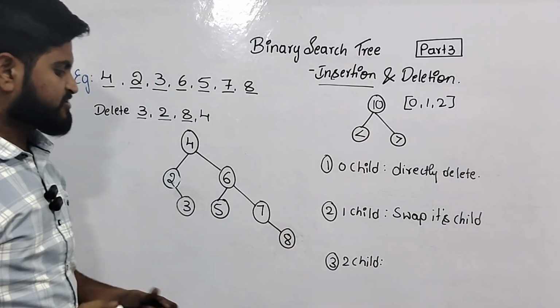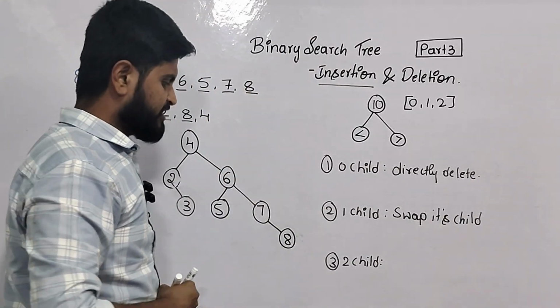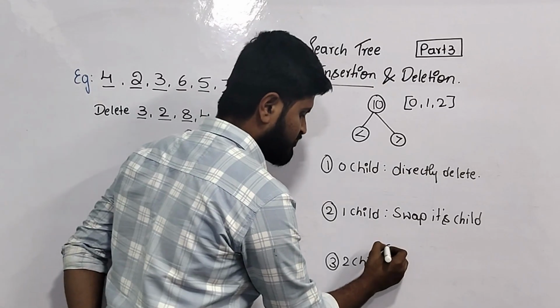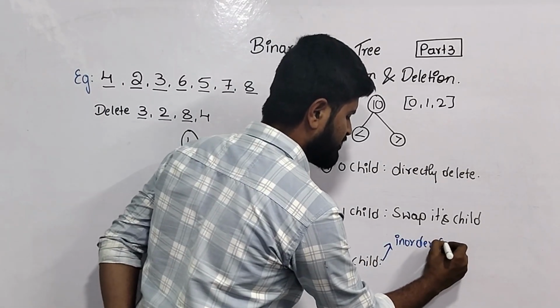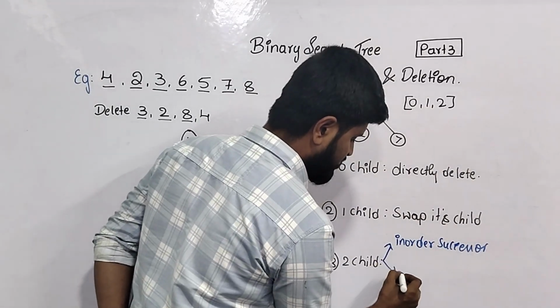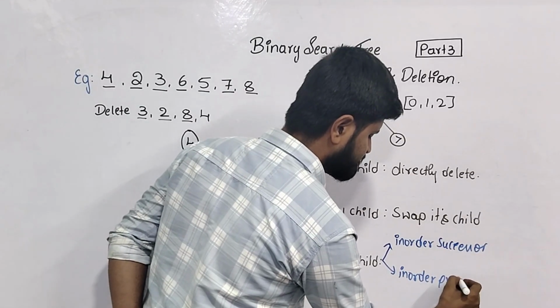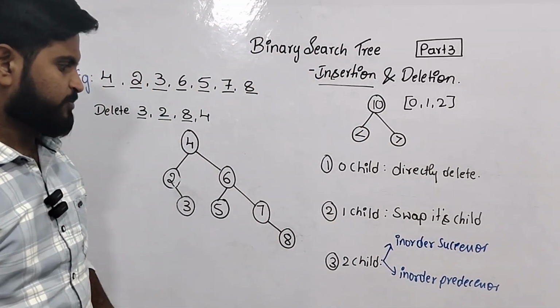Now let's move to the last one, that is 2 children. If there are 2 children, you can delete them in 2 techniques. One is using the in order successor method, or you can use in order predecessor. So what is in order successor, in order predecessor?